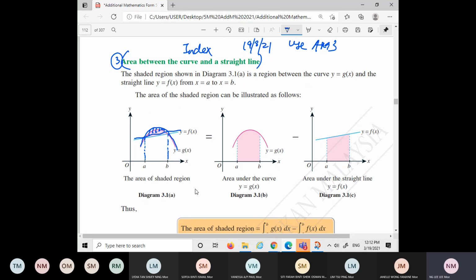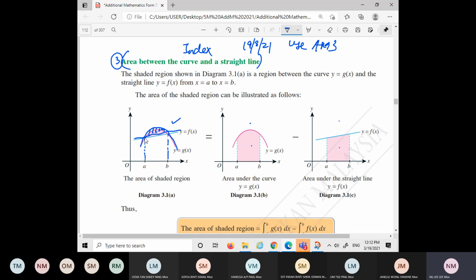So you see what we're going to do is, for the curve, if we do the integration, finding the area under this curve from a to b, you get this area. Then for the straight line, doing the same thing, integrating from a to b, you get this area. If you use this area minus this area, you get this area. Therefore, to find this area, very simple: just take the integration of this minus the integration of this, then you will get the answer.